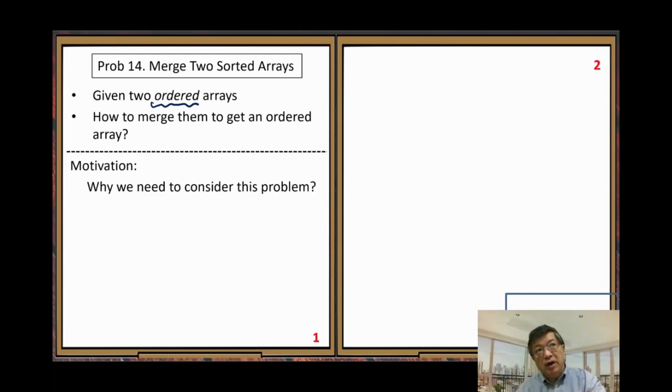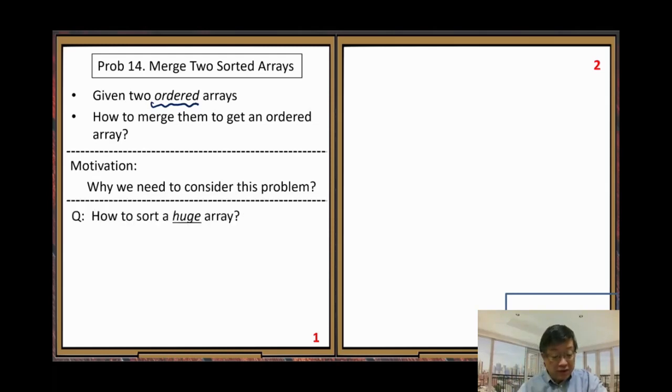Let me describe a special situation. We may need to consider this kind of problem. First, think about how to sort a huge array. How big it is. You can imagine the array is so huge and you cannot load the whole array into the computer main memory. You have to split the array in the hard drive. Originally, the data stored in the hard drive.